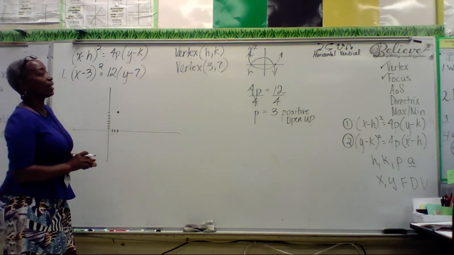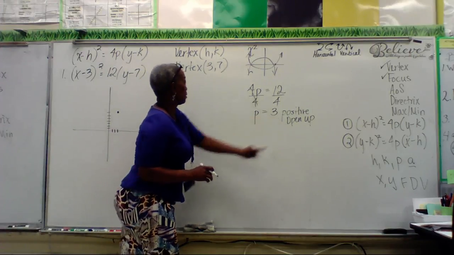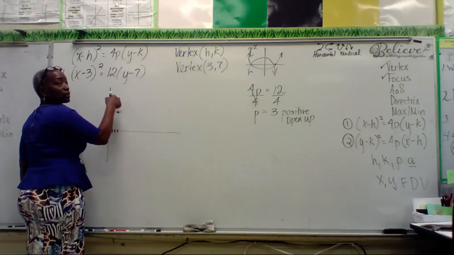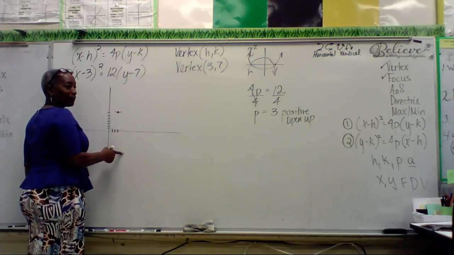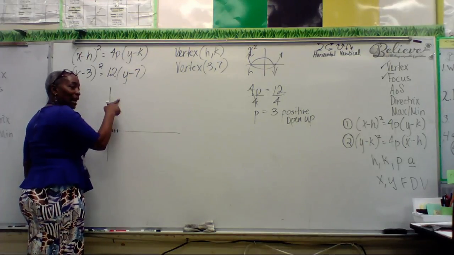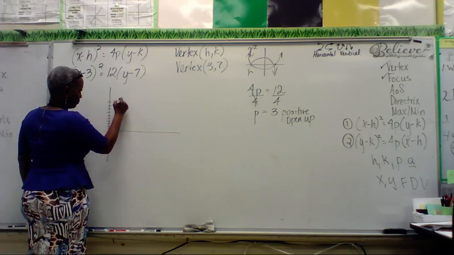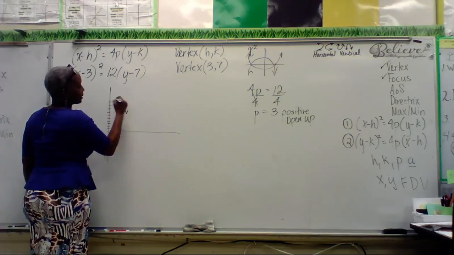And the reason being is because our graph opens up, so we know that the graph will look something like this. So the focus always has to be on the inside or the outside of the parabola? On the inside. So we go up 3. Okay, so this is V for the vertex, and that's F for the focus.